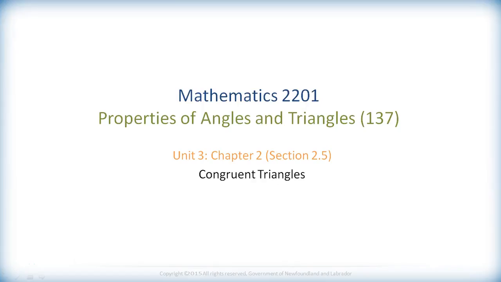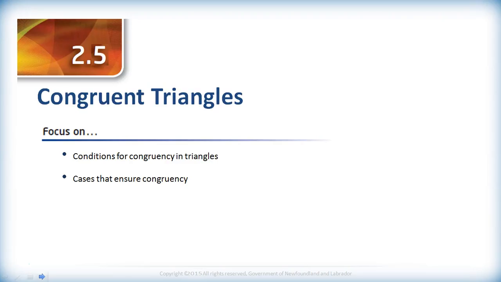Okey dokey, installment number 137 now, and we're looking at congruent triangles. In this session, we're going to talk about what it means for two triangles to be congruent. Of course, we know what congruency means, but we'll talk specifically in the context of triangles.